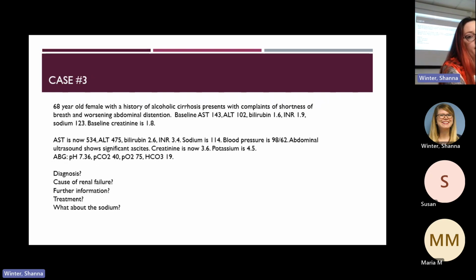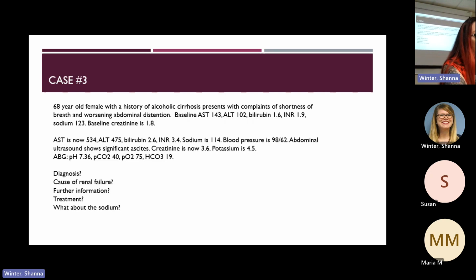68-year-old female with a history of alcoholic cirrhosis presents with complaints of shortness of breath and worsening abdominal distension. Her baseline AST is 143, ALT 106, bilirubin 1.9, INR 1.9, sodium 123, and her baseline creatinine is 1.8. We now have more elevated liver enzymes. Bilirubin is up to 2.6, INR is now 3.4, sodium is 114.